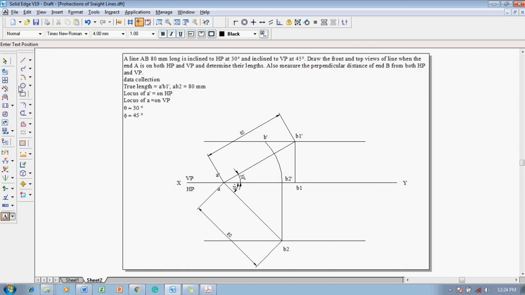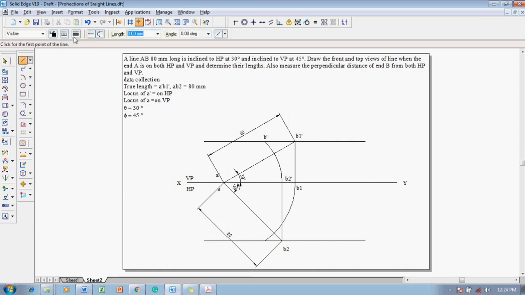In the same fashion, using the arc by center point command, select A as the center, then B1 as the radius, that is nothing but the top view length. The top view length must be drawn till the location of the locus of B, so the locus of B.